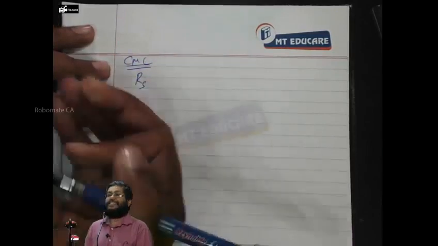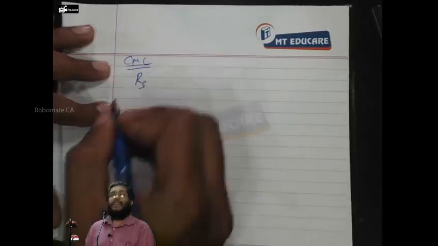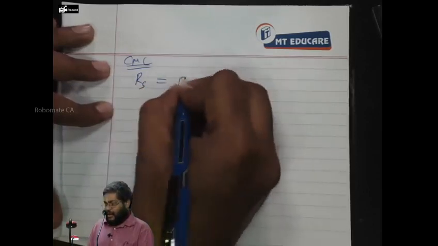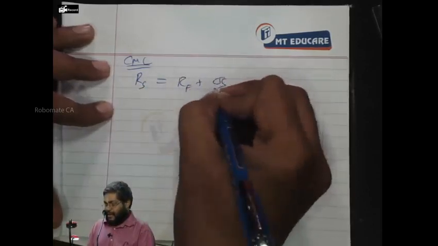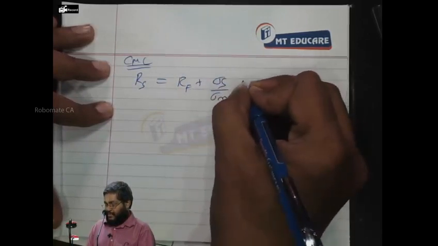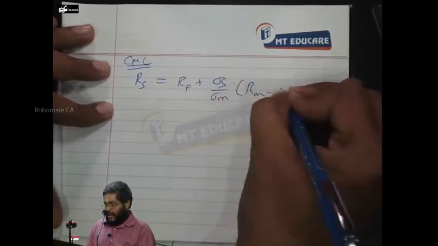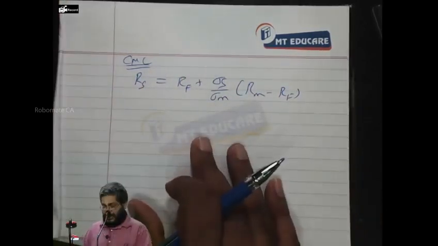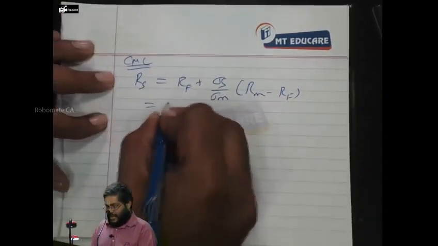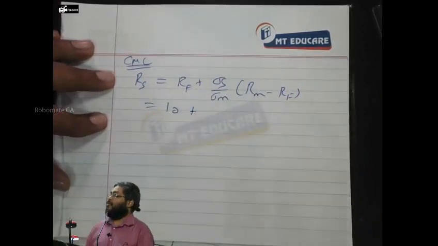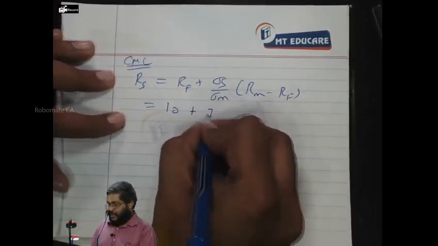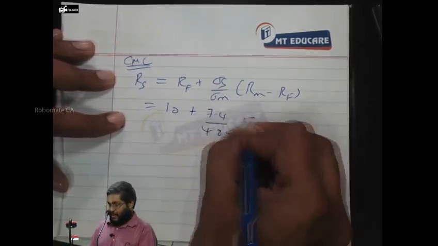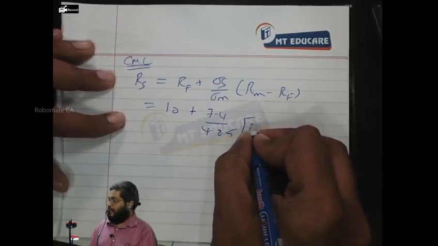I can say RS, the return of a security. If I invest in a portfolio, it becomes RP. But the return of a security is nothing but RF plus sigma S by sigma M into (RM minus RF). Only thing is the correlation is missing. Tell me, what is RF? 10. What is the standard deviation of the security? 7.4. What is the market standard deviation? 4.85.